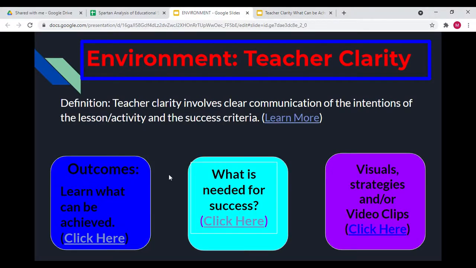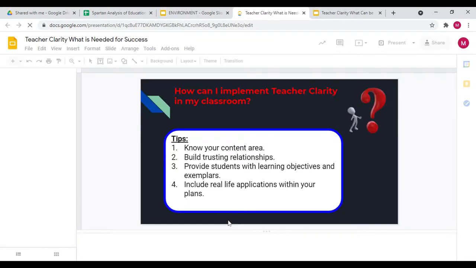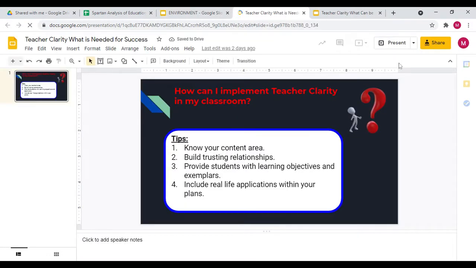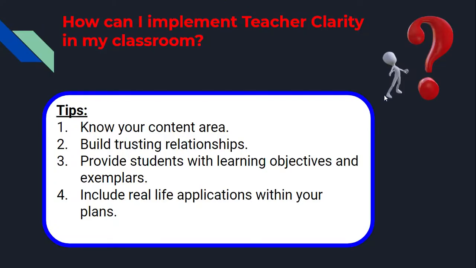If we continue on to what is needed for success, what are these things that we need to do or to implement in our classroom that helps us with success for teacher clarity? First of all, we need to know our content area. Be able to unpack the standards, know what it is that the students should know when they come into your classroom, how deep you're going into the standard in order to prepare them for the next grade level or for the next concept. We need to build trusting relationships.